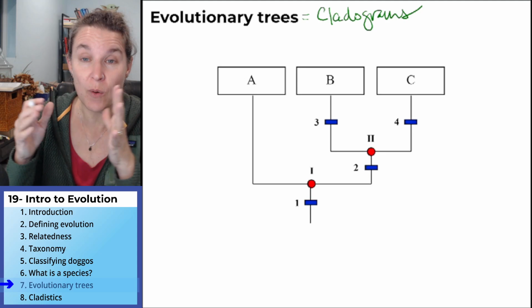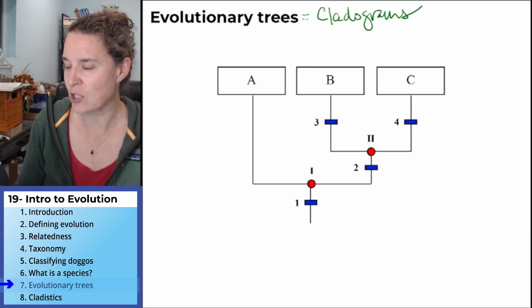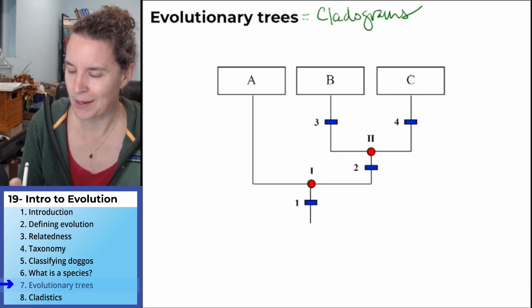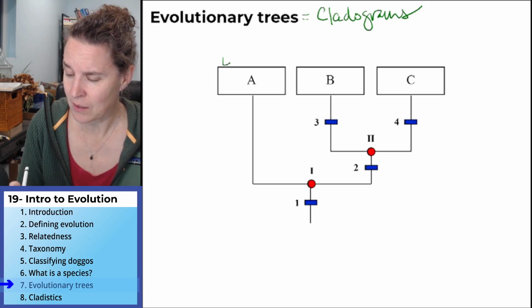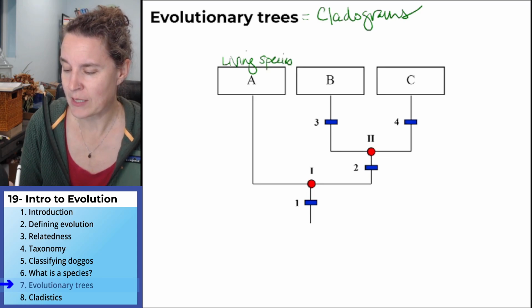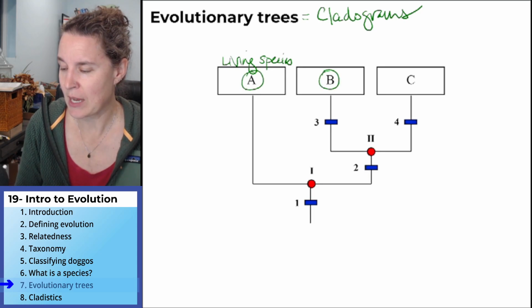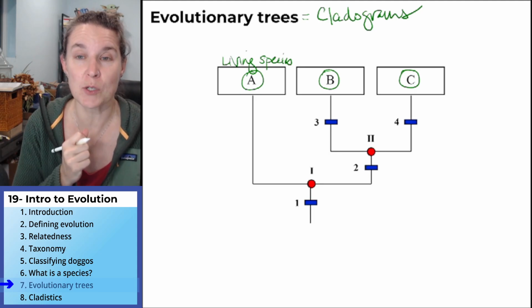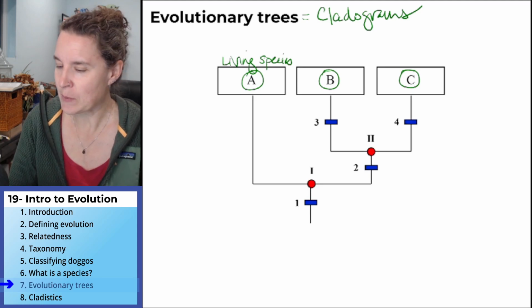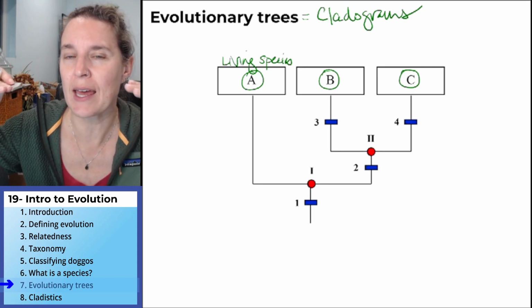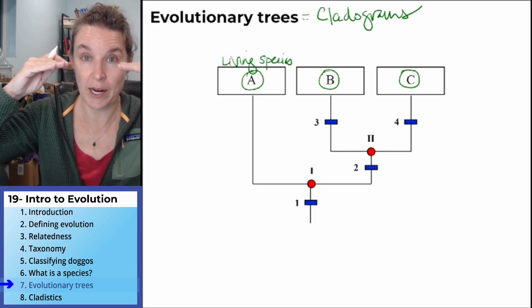And so it's actually showing different species. Let's just unpack this thing. These boxes are living, and I'm going to say species. So we have species A, species B, and species C. And this tree is going to show us the relationship between them. Our living species are found at the ends of the tree, and I'm going to tell you something now that's going to hurt your brain.